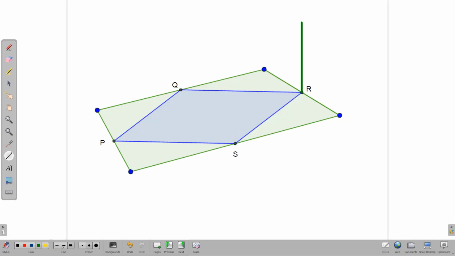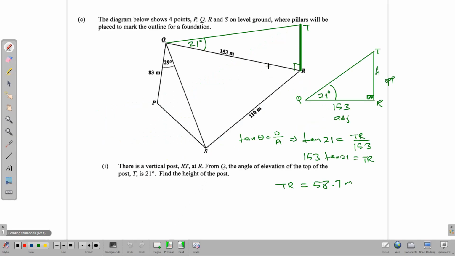And once you do that, then you can see it a little better, that the angle of elevation here, let me just put that in a different color. So here the angle of elevation being 21 degrees, and this is 153, and there's your right angle. So it looks a bit easier to see here, but it's the same thing that we tried to do here by drawing the triangle separately.